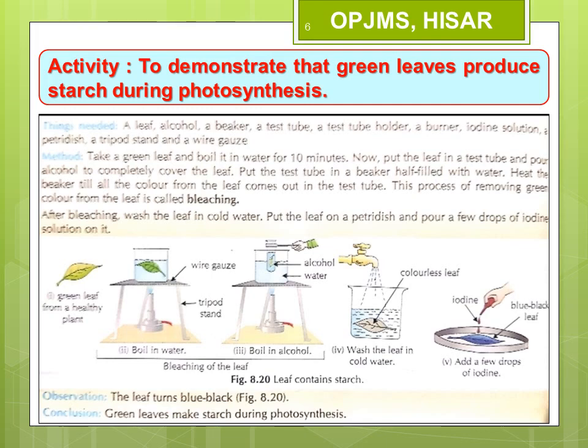Now you must be curious about the bleaching process, that why we have added alcohol to the leaf, why we have taken out the chlorophyll from the leaf. The reason is that the green color of the chlorophyll interferes with the starch iodine test. So to get better results, we always use alcohol to bleach the leaf.